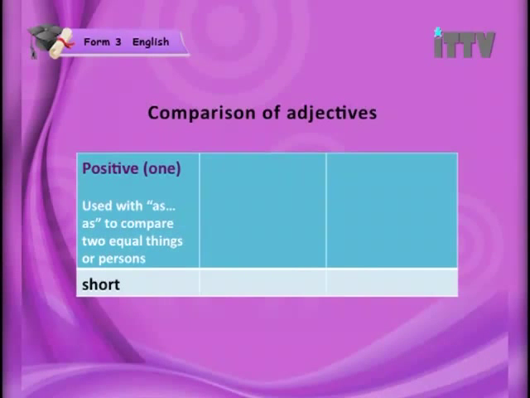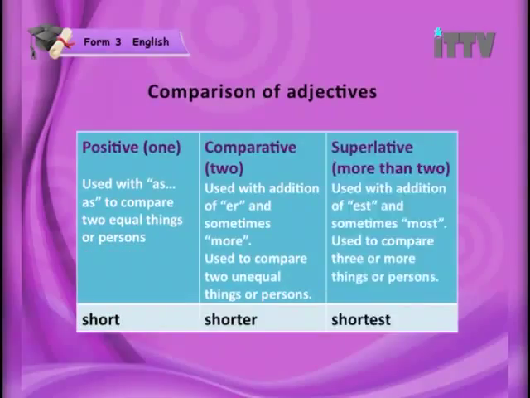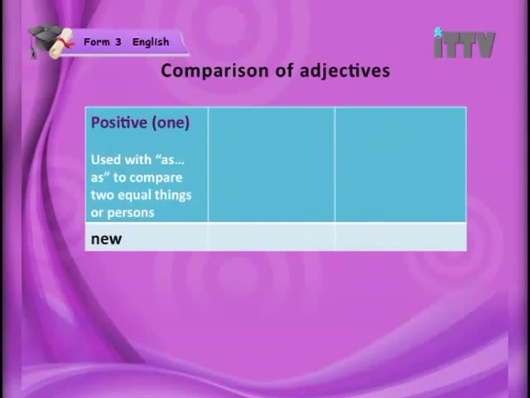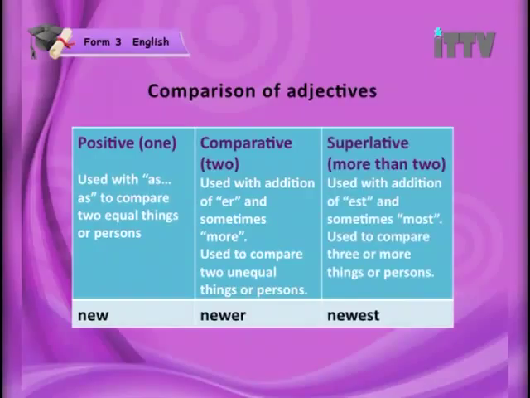Next, positive, short, comparative, shorter, superlative, shortest. Next, new, comparative, newer, superlative, newest. Now these are short words, one syllable, so we just add er, est.